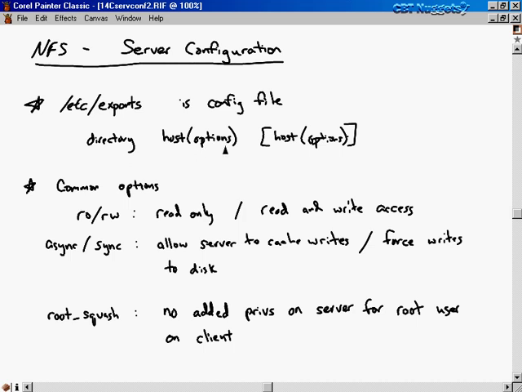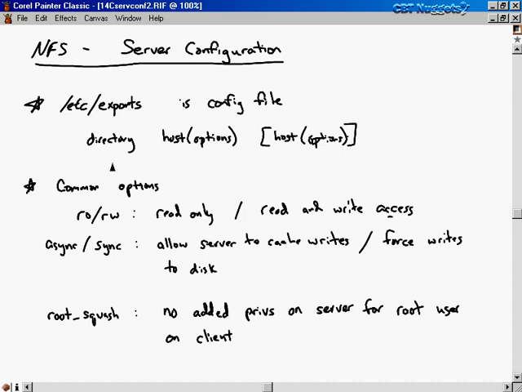Okay, now the options, here's some common options, and there's a whole bunch of options. Just check out the man page or the info page if you want to do something tricky or specific. Here's the common options that you would see in this field, in the parentheses after the host. First one is RO versus RW. So RO says the host has read-only access to this directory, and RW in there would say that the host has read and write access to that particular directory.